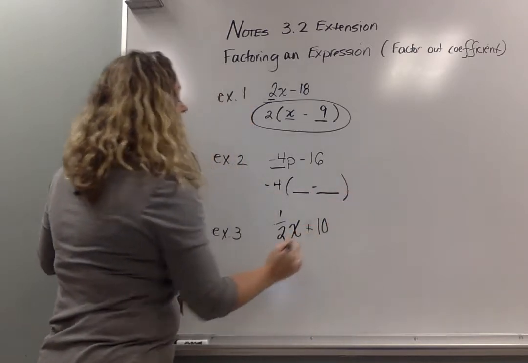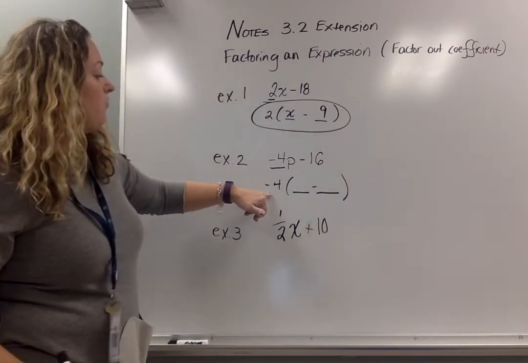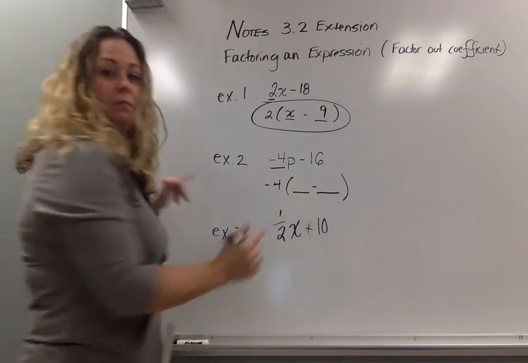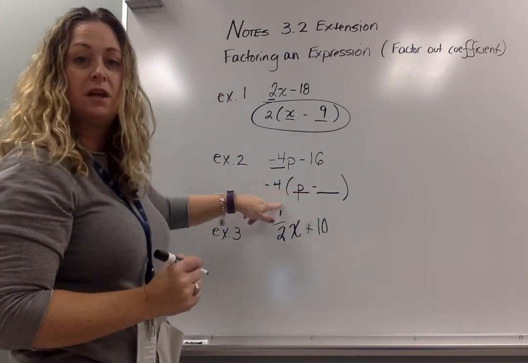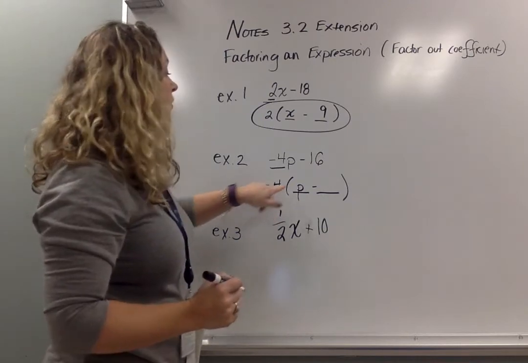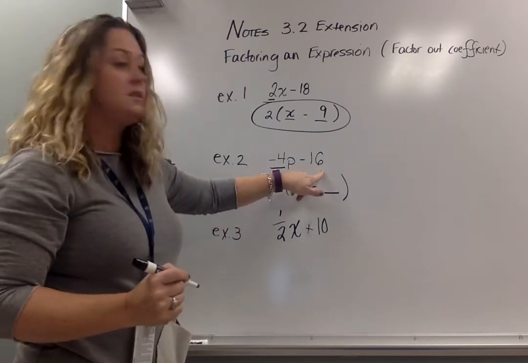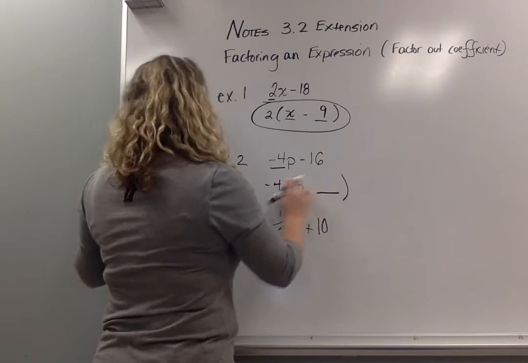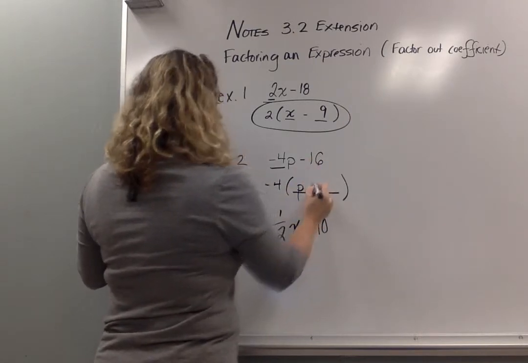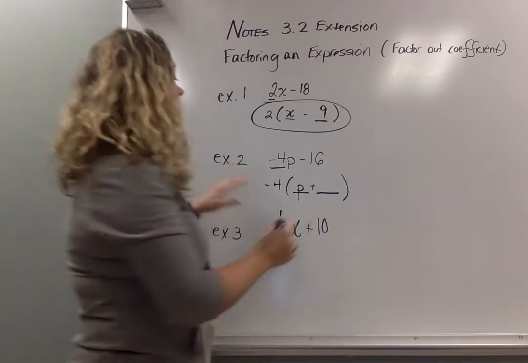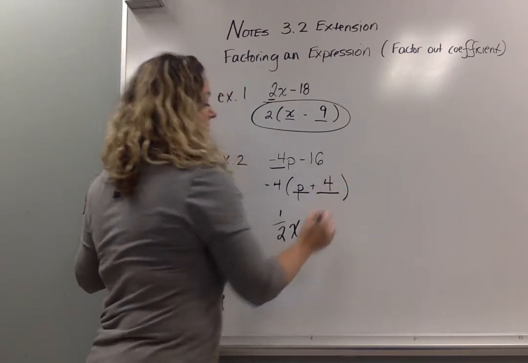And I have negative 4 times what is negative 4p? And that is p. So negative 4 times p is negative 4p. And negative 4 times what is negative 16? Well, in this case, a negative times a positive is going to be a negative. So negative 4 times 4 is negative 16.